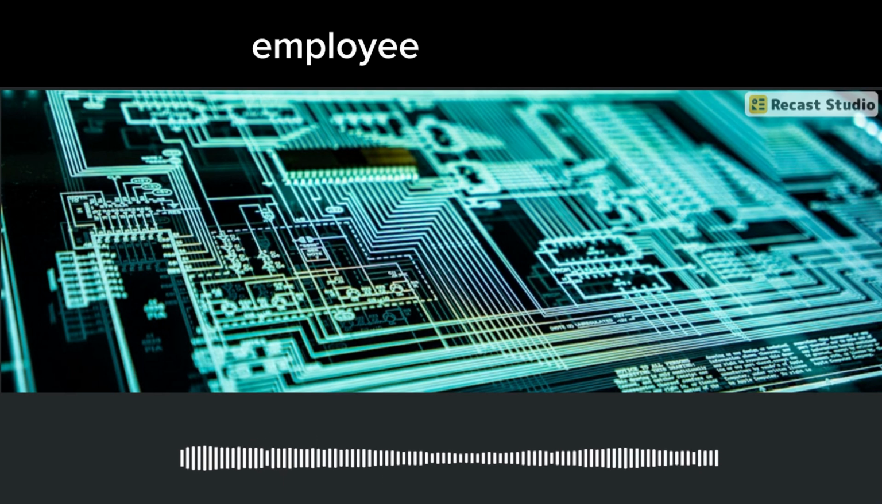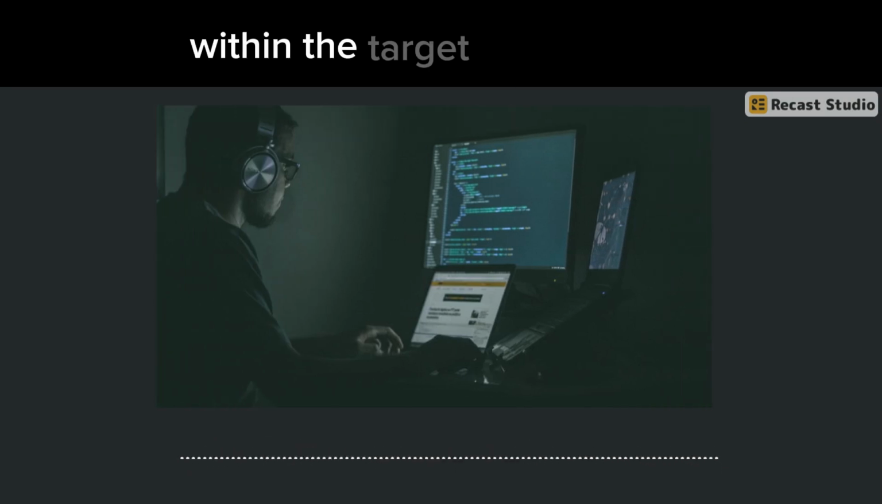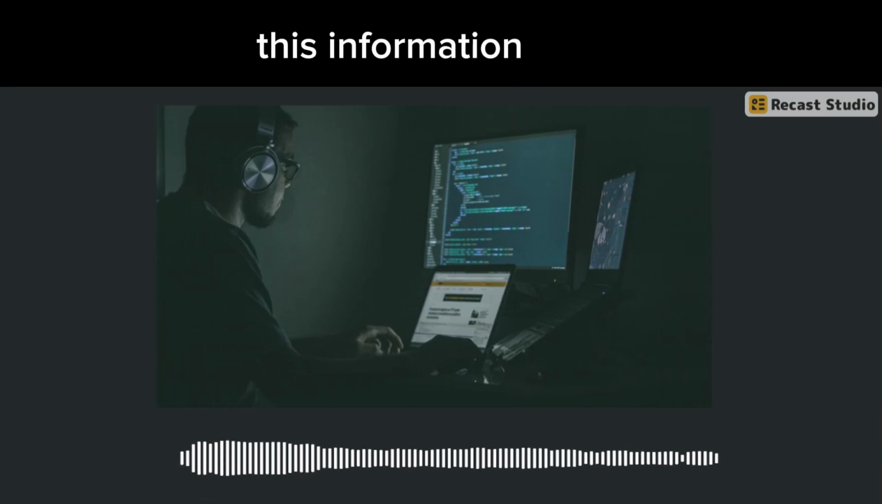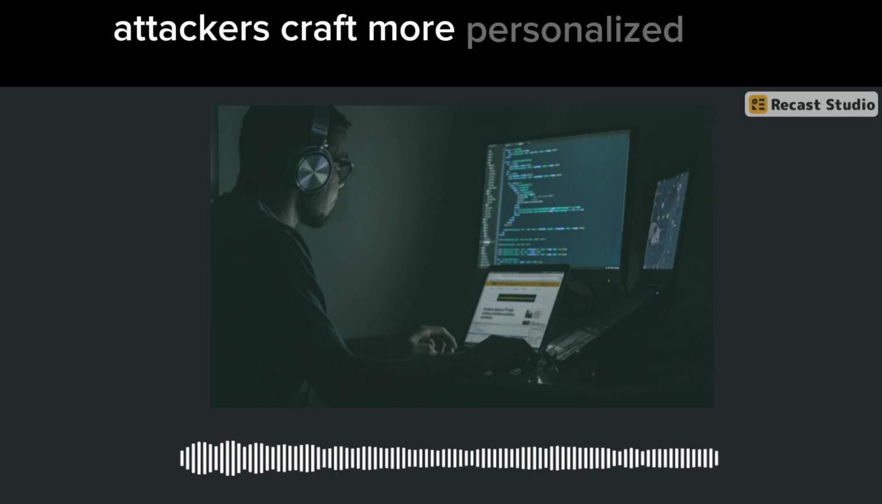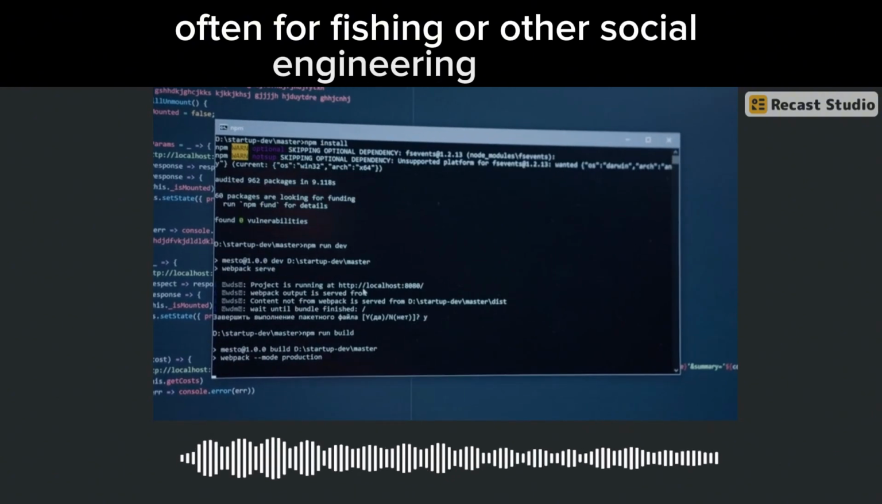T1589.003, Employee Names. Here, adversaries collect employee names within the target organization. This information helps attackers craft more personalized and believable lures, often for phishing or other social engineering attacks.